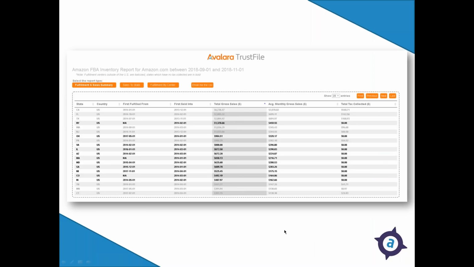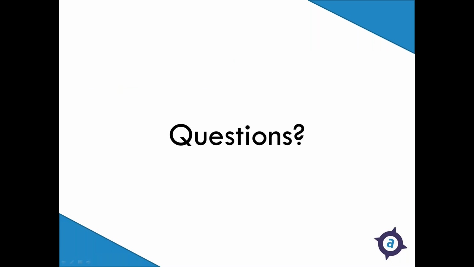Obviously this is specific to Amazon. So you have your first fulfilled from column here, kind of in the middle there. That's really nice because FBA warehouses, fulfillment by Amazon warehouses across the nation, will trigger a physical presence in the state, which will initiate that liability or obligation to file. So this report lets you see when the first order was fulfilled from a particular warehouse in this state. For some of them, it was as early as 2014.